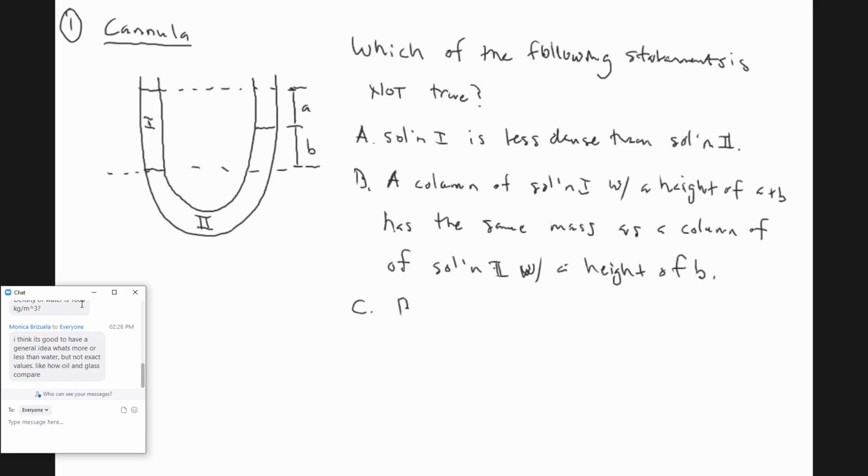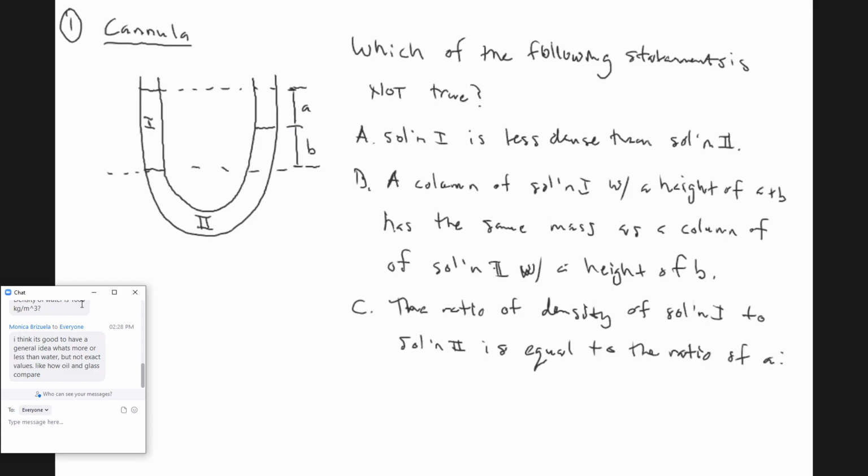C. The ratio of density of solution 1 to solution 2 is equal to the ratio of A to B. And last but not least, D, the relative densities could not be determined if one of the sides were closed.